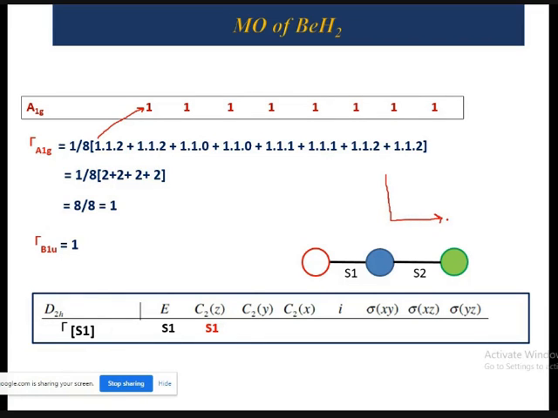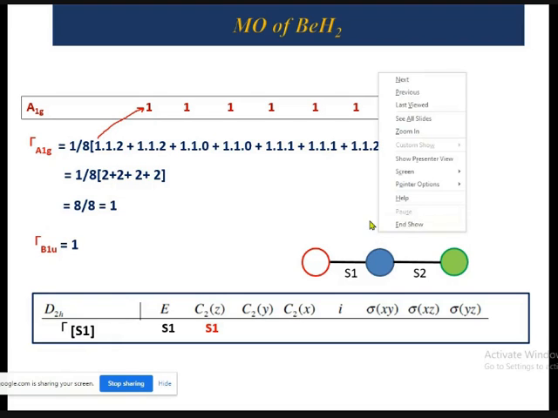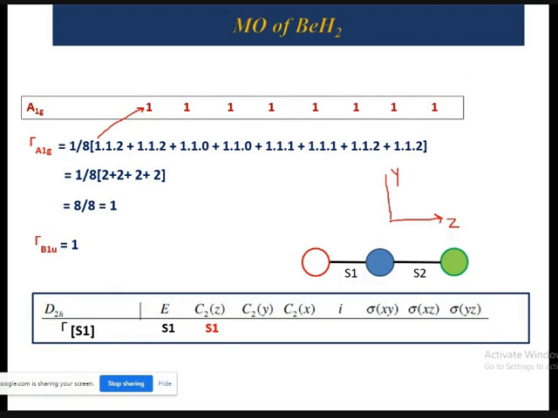This is Z. This is Y, and this is X. Now, let us do it. So till now we have, for C2Z, it is quite convenient.